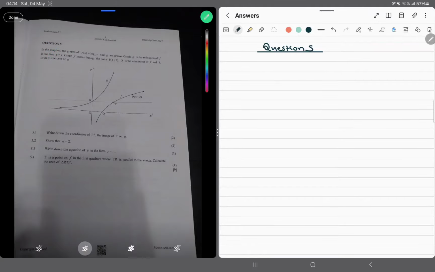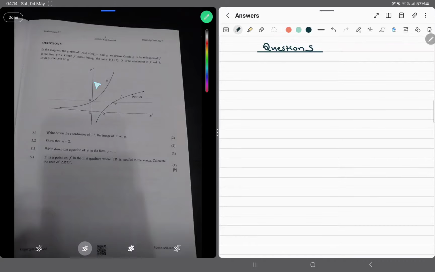Let's look at this question 5 quickly. It's a bit interesting. It's not that much difficult after all. In the diagram, the graphs of f of x is equal to the log of x to base a and g are drawn.